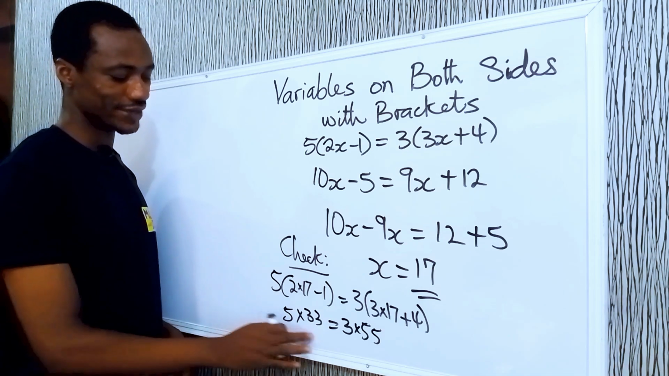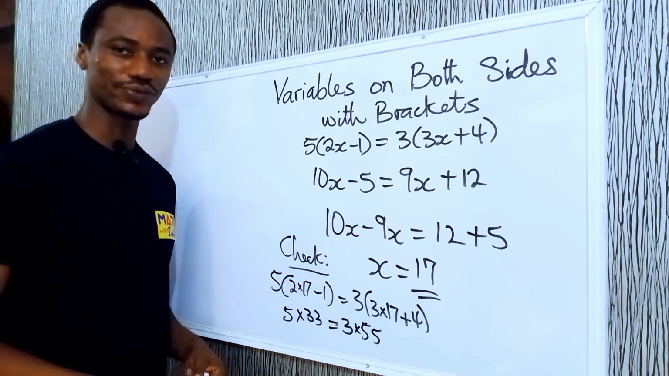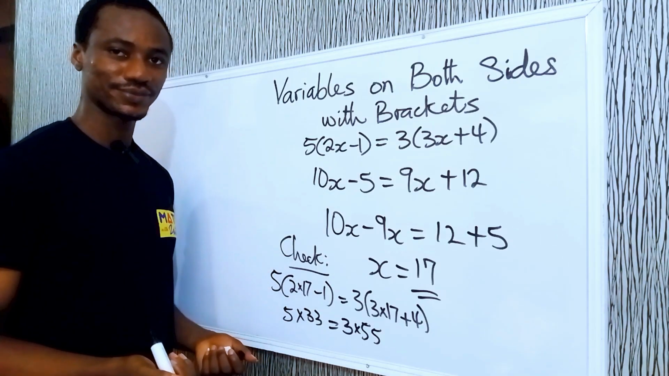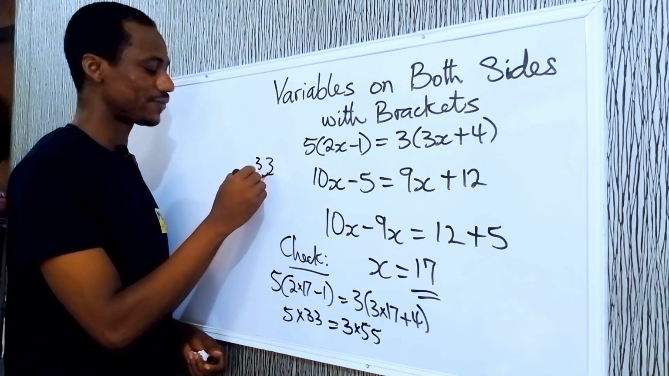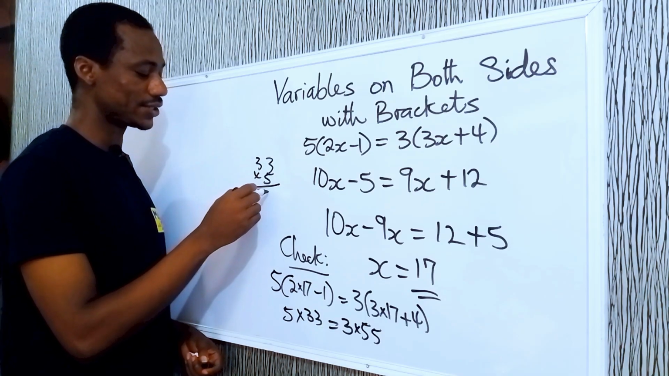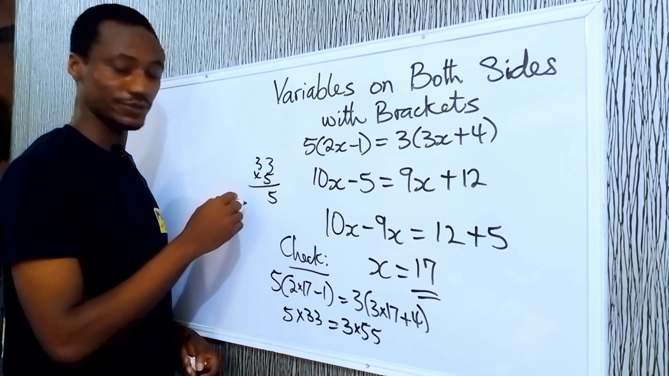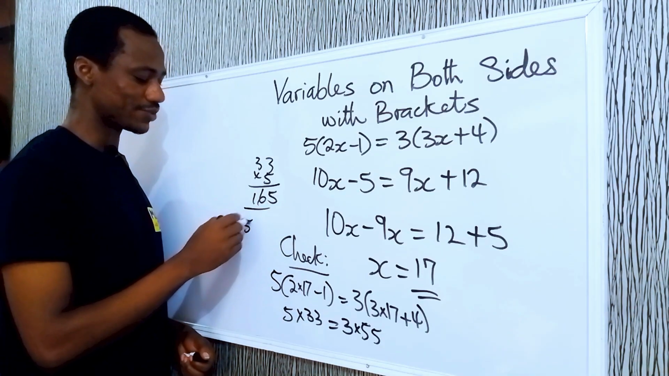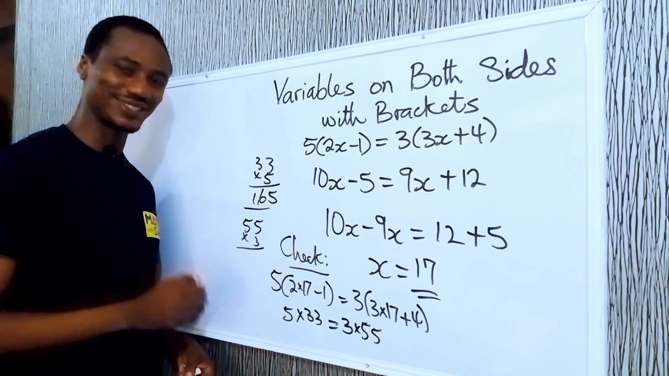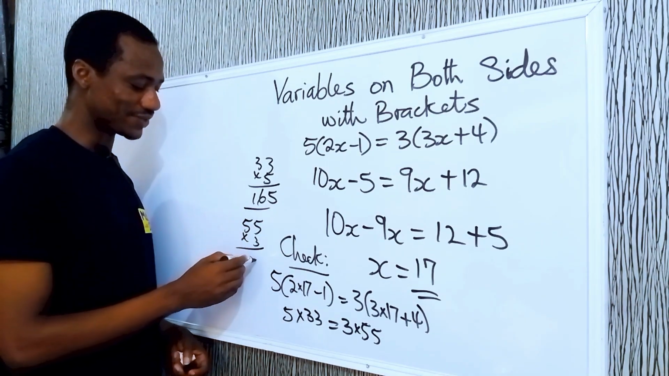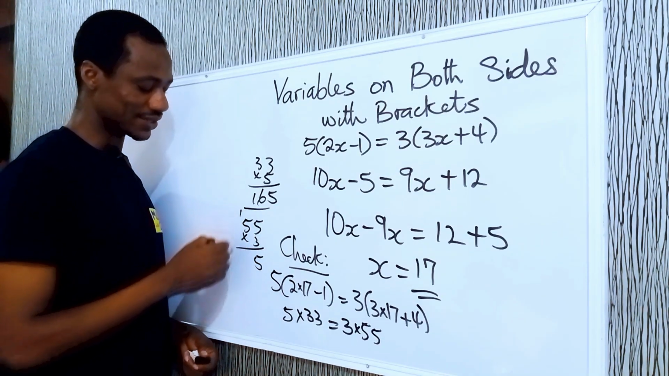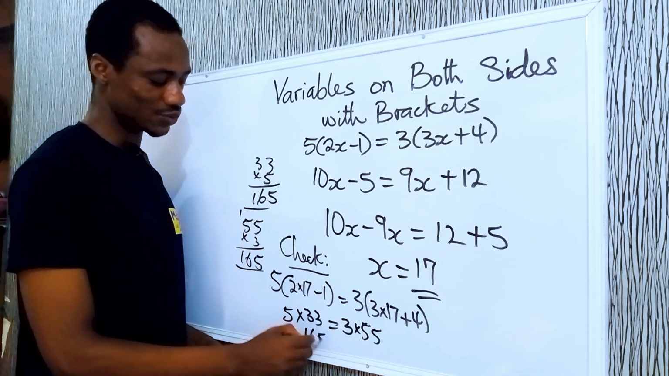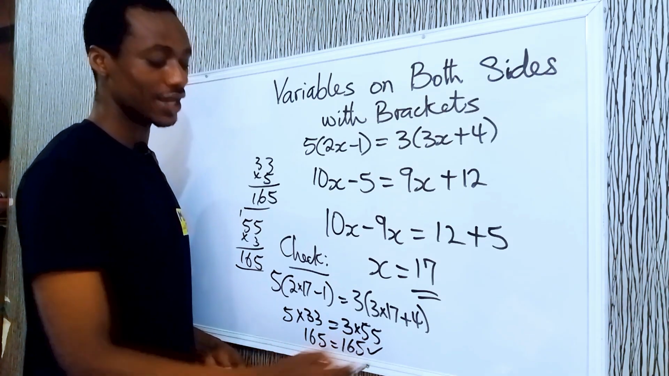So if you look at it, 5 times 33 is the same thing as 3 times 55. But let's confirm that. 33 times 5, what's the answer? 5 times 3 is 15, and then 5 times 3 is 15 plus 1, so that's 165. Is it the same as 55 times 3? Of course, I know it's the same, but let's confirm that. 3 times 5 is 15, and then 3 times 5 is 15 plus 1, 16. So 165 equals 165. Checked.